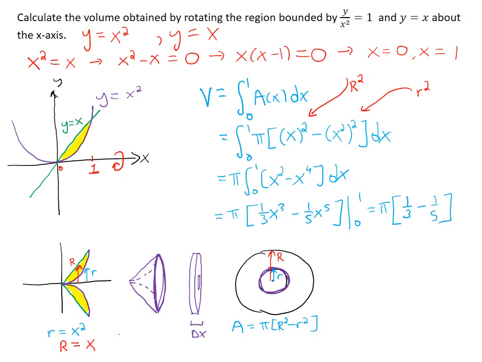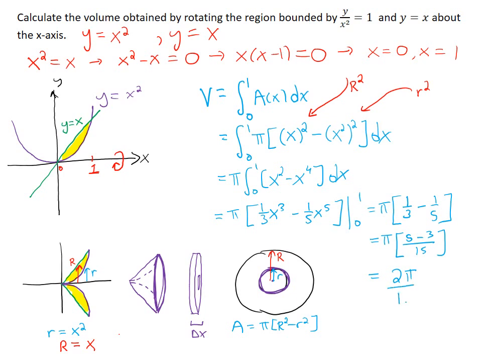Multiplying each of those by 1, so I'm just going to hide that multiplication by 1. Now we need to do the common denominators to subtract the fractions. We have 5 minus 3 over 15. So our volume is going to be 2 pi divided by 15.